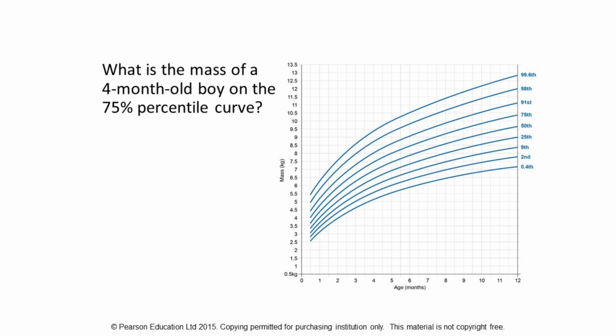The next thing we're going to do is, looking along the x-axis along the bottom, we're going to find 4 months, because that is the age of the boy whose mass we want to look up. Once we've found the 4-month line on the x-axis, we need to travel up the graph until we meet the curve for the 75th percentile. Once we find that line, we then move across to the left to the y-axis, and we can find the mass in kilograms of a 4-month-old baby on the 75th percentile curve.